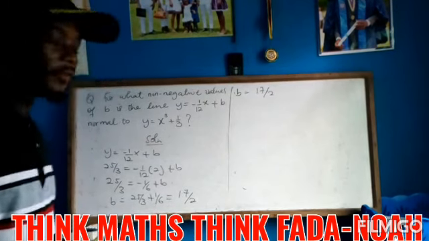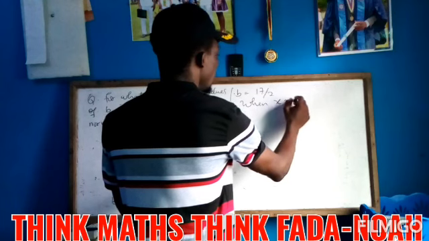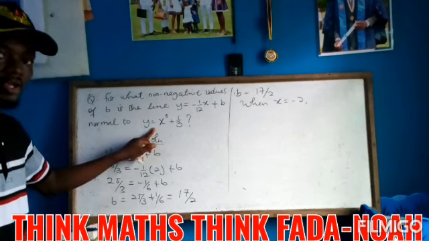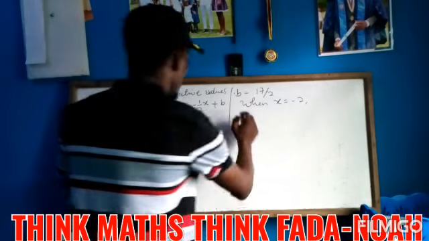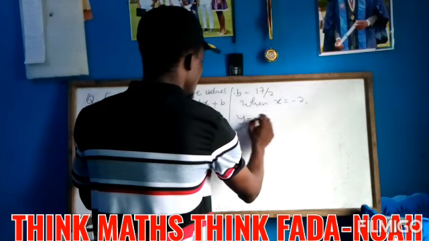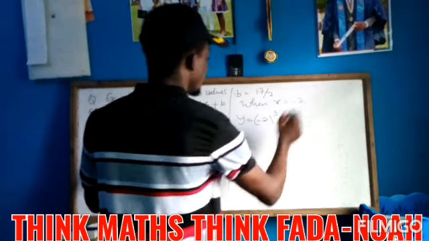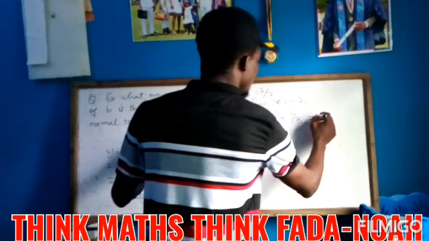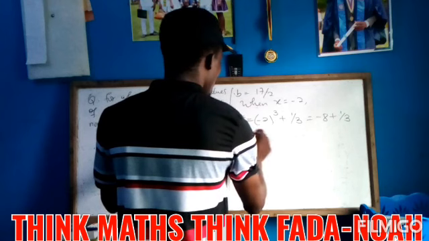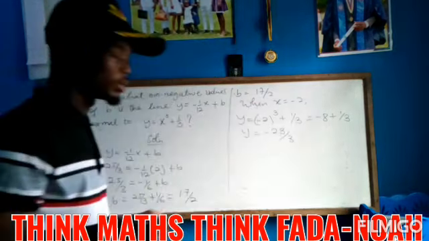Now let's look at the other value for x. When x is equal to minus 2, we use the equation of the curve to find the corresponding value of y. So we have y equal to minus 2 cubed plus 1 over 3. This will give us minus 8 plus 1 over 3, and we have y equal to minus 23 on 3.